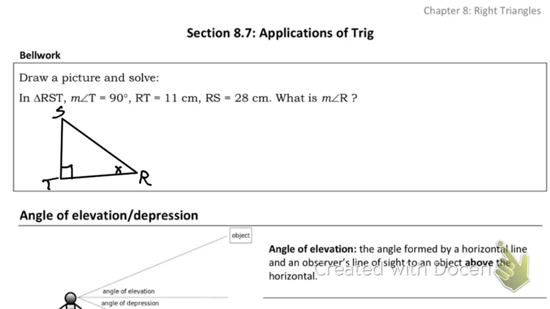Well, we're looking for this measure right here. It does say that RT equals 11 and RS equals 28. So do I use sine, cosine, or tangent? Grace? Cosine. I use cosine because it's CAH, right? Adjacent over hypotenuse. So we're using CAH.